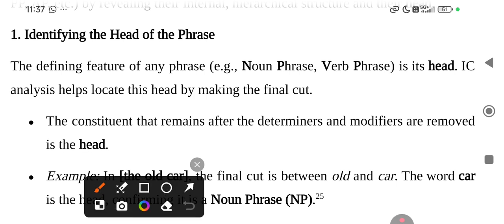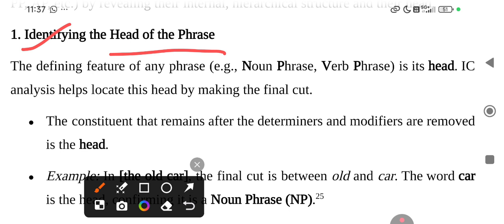The first layer is identifying the head of the phrase. So first we have to find out the phrase so that we can name the phrase. That is why the first step is identifying the head of the phrase.